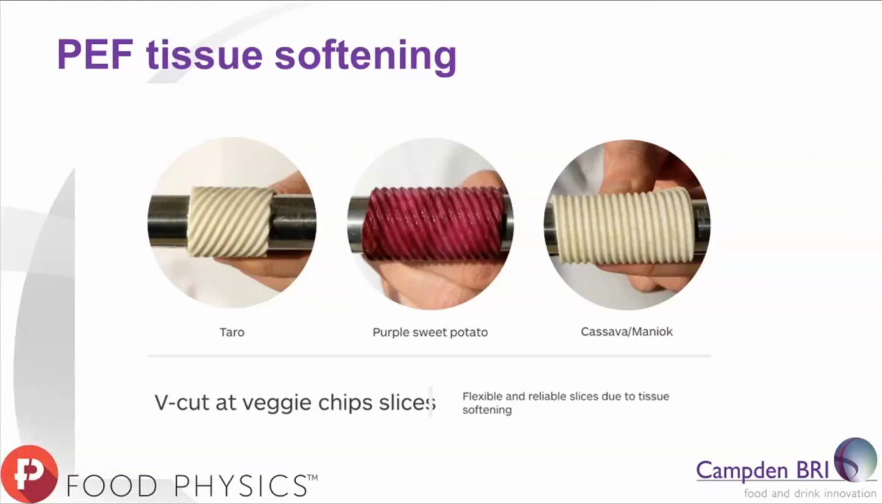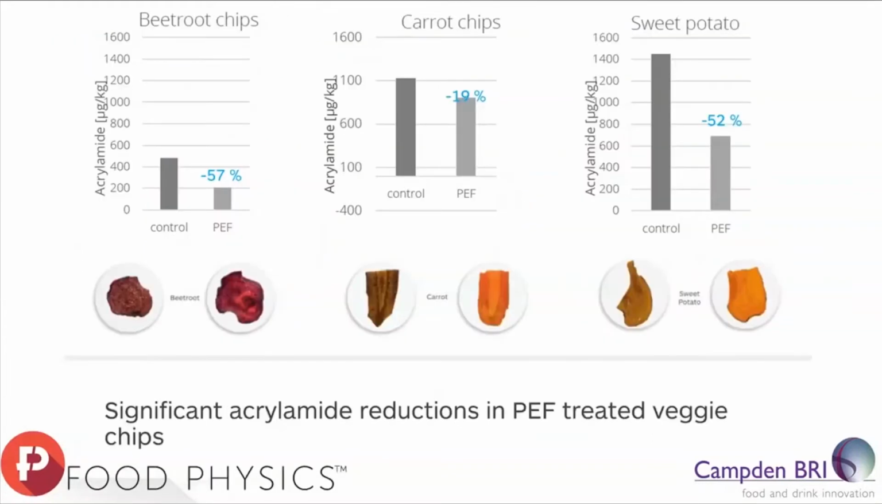And obviously you can get some really great colour on the products. Because you're having less oil uptake, and reducing the amount of starch coming out of the product, you can also see significant acrylamide reductions for a range of products. Here we've got carrot chips with about a 19% reduction, all the way up to beetroot, which is about 50%. So you get a much brighter coloured product, which is more attractive and appealing, but also has less of the acrylamide compounds in it. Some real great benefits when you process plant-based tissues and then use them for downstream processes.